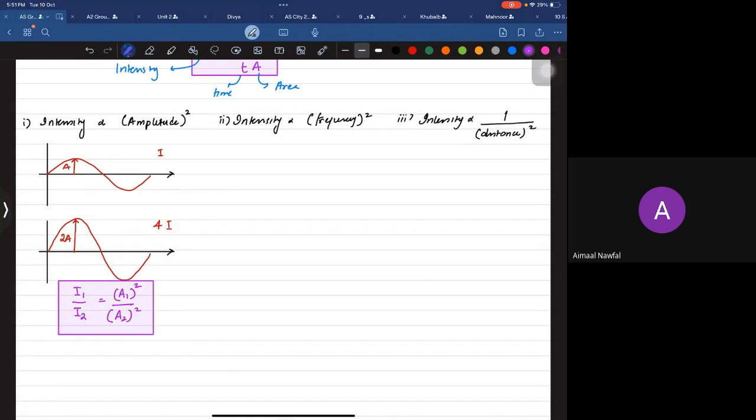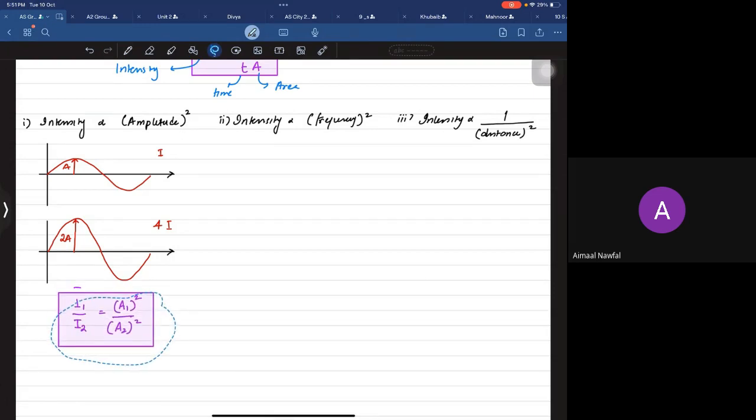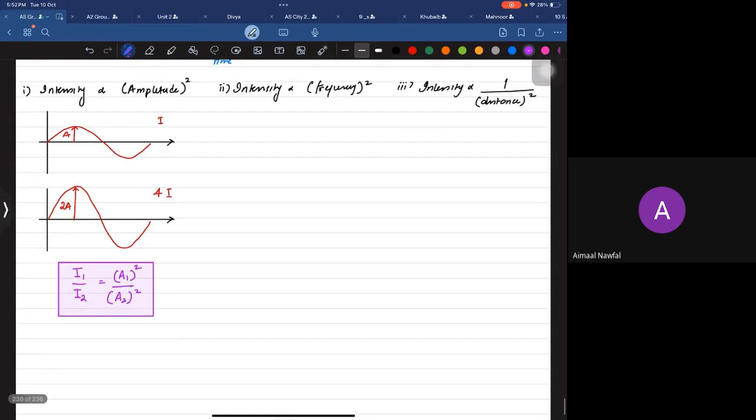Let me just explain the same phenomena that I've drawn using this method. Let me just move it here. Okay. Now see this. You see, the first wave that I drew had an intensity I, so I'm going to write I. I want to find the intensity of the second wave. The first wave has an amplitude A, so I'm going to square it, and the second wave has an amplitude of 2A, so I'm going to square that. Is it clear? Yes.